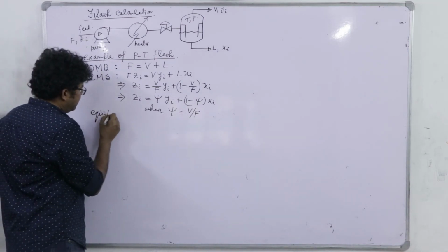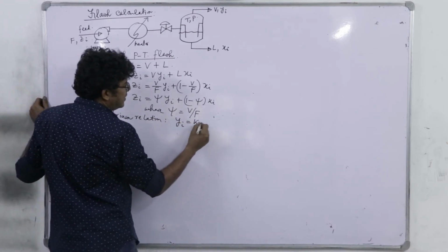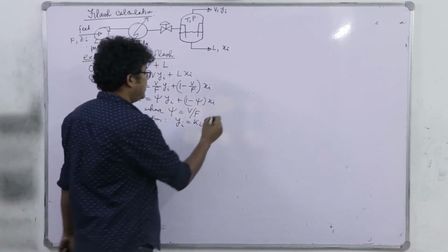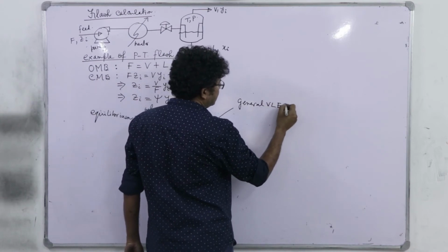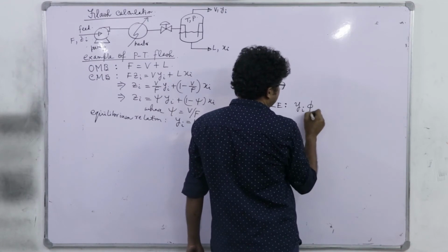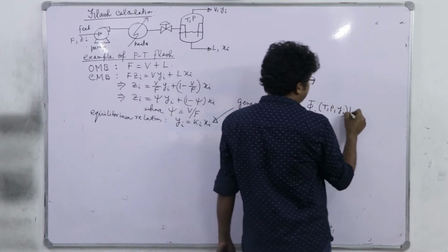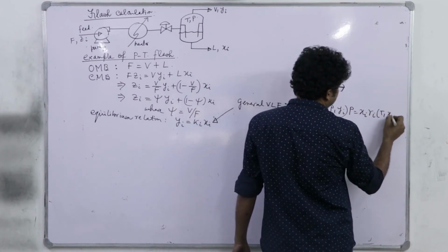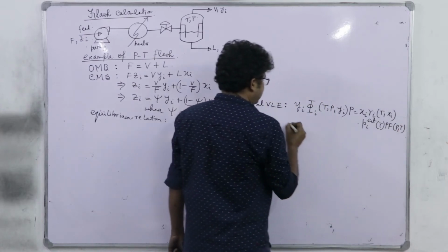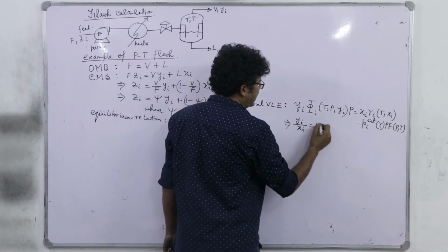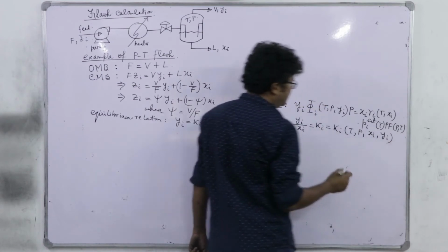So next we have the equilibrium relation. What is that? Yi is equal to Ki Xi. That is a typical equilibrium relation. Now you see here, a point to be noted: if I use general VLE, this was a great question, we know that we have Yi into capital Phi i, which is a function of temperature, pressure, and Yi, into P is equal to Xi, gamma, which is a function of temperature and Xi, into Pi sat, which is a function of temperature, into Pf, which is a function of pressure and temperature. So the equilibrium constant Yi by Xi, that is Ki, is going to be a function of temperature, pressure, liquid phase composition, and vapor phase composition, if I am using the general VLE.